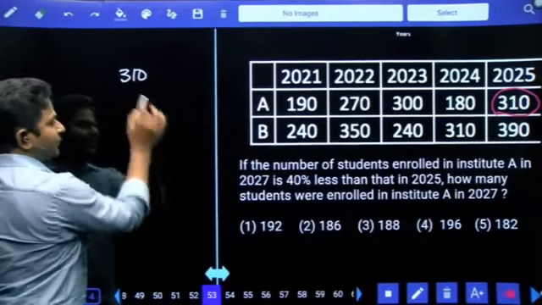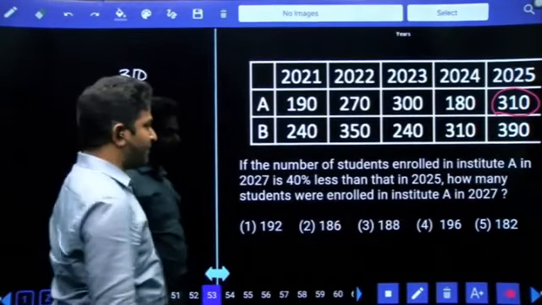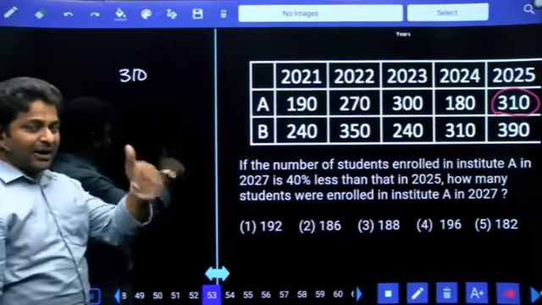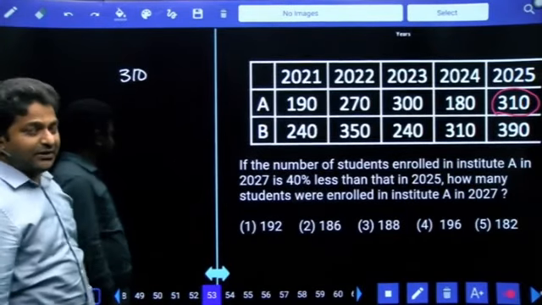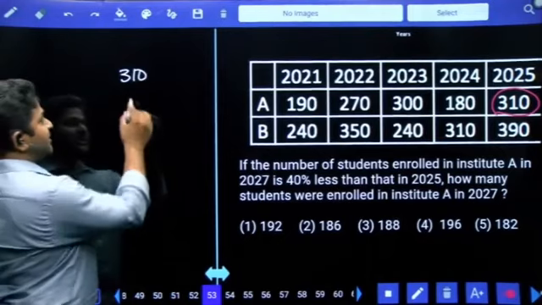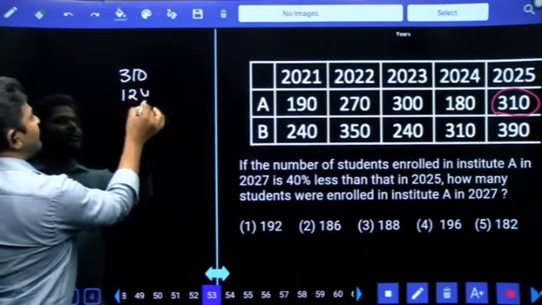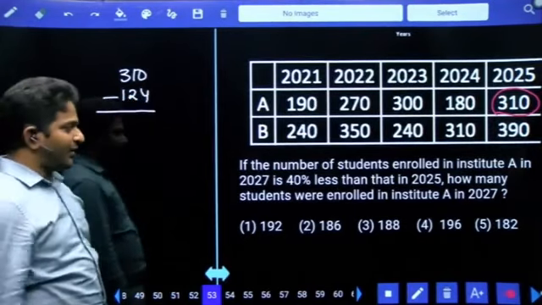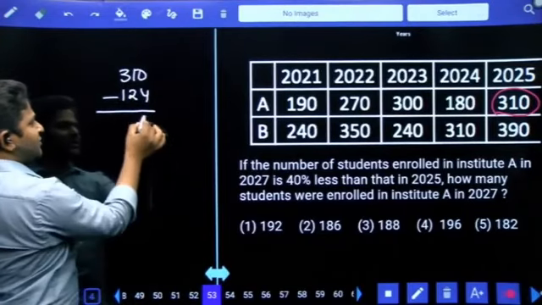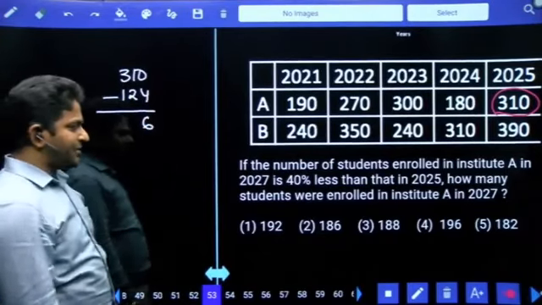If you subtract 40%, 10% doubled and doubled, 10% is 31. 31 times 4 is 124. You need to subtract 124. Now, the answer should end with 6. How many options are there?